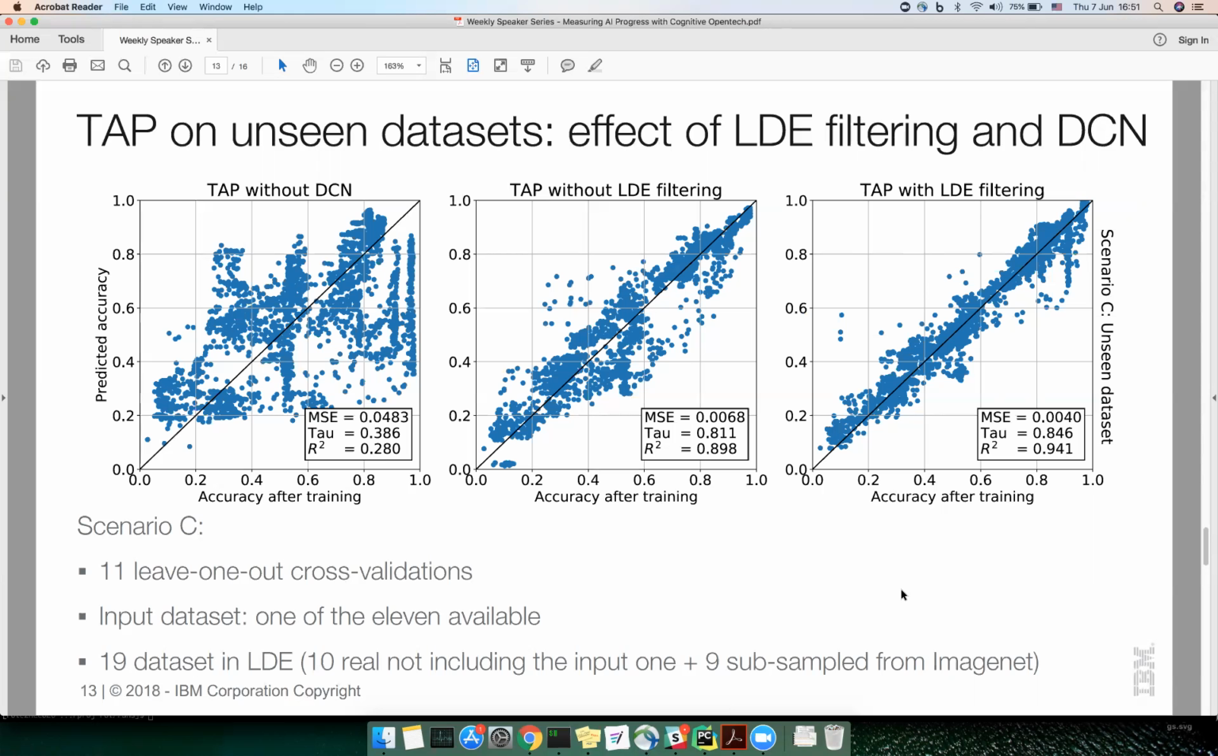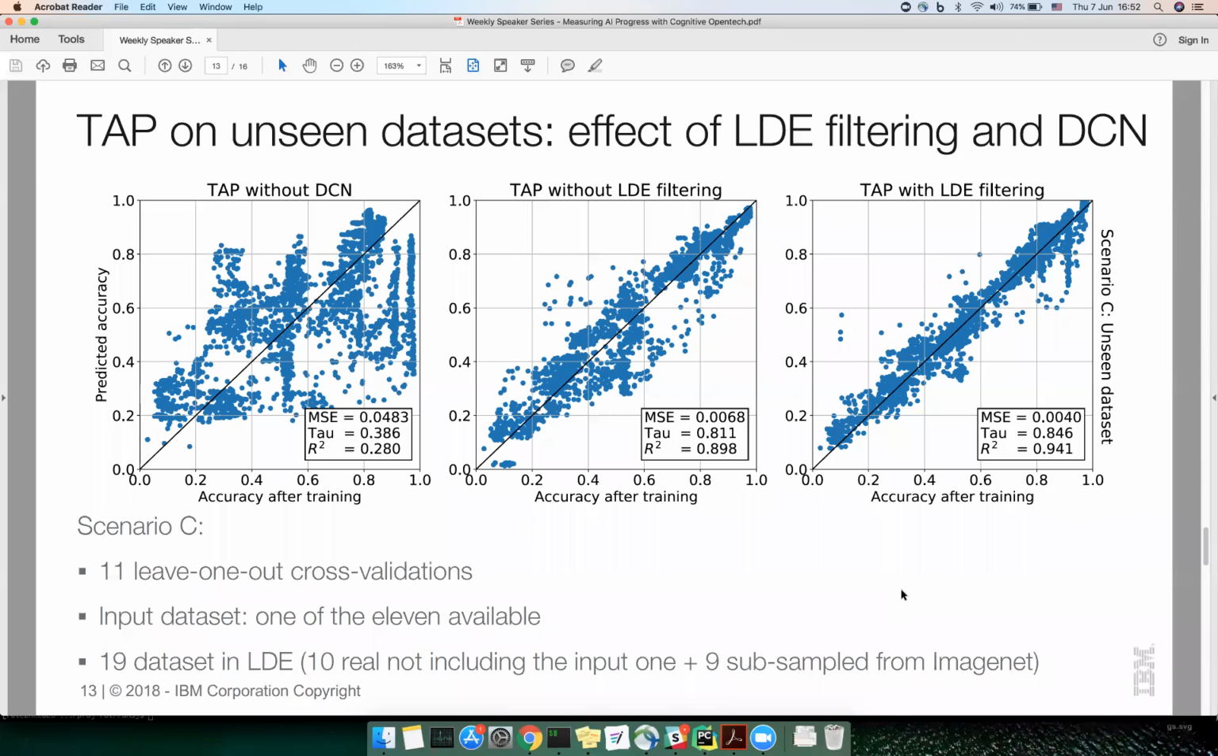On the left-hand side, we see how this accuracy predictor would perform without the dataset characterization number. If we remove the dataset characterization number, or we just put it 0 all the time, then this accuracy predictor just becomes like Peephole, completely dataset unaware. So the predictions are going to be very scattered and very bad. In the middle plot, we use the dataset characterization number, but we do not perform the lifelong database filtering. So when we want to predict for the 11th dataset, we actually train on all the 10 left datasets. This is giving better performances than without the DCN, but the results are still not as good as expected.